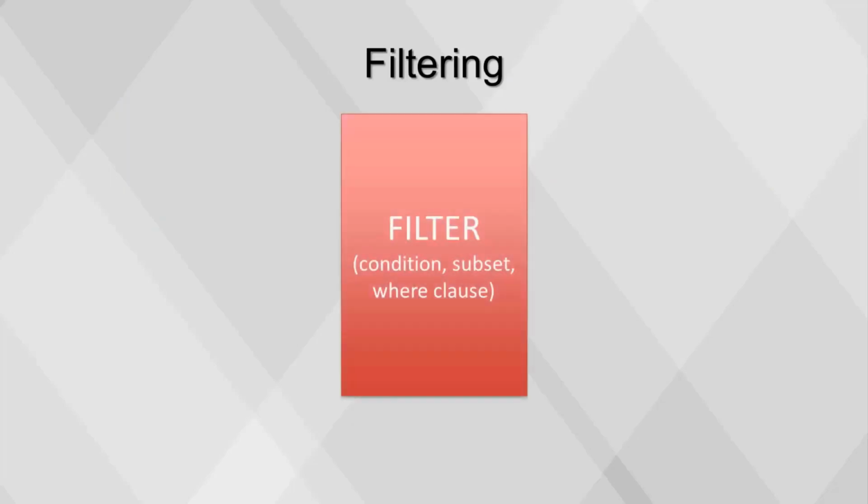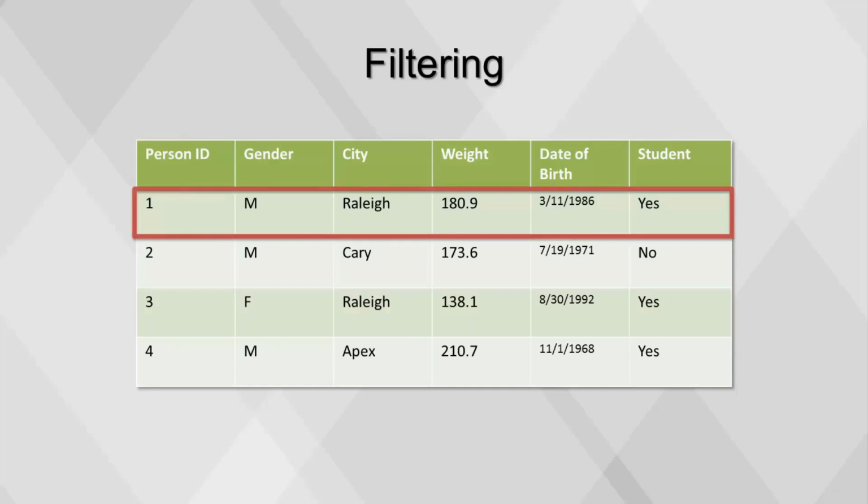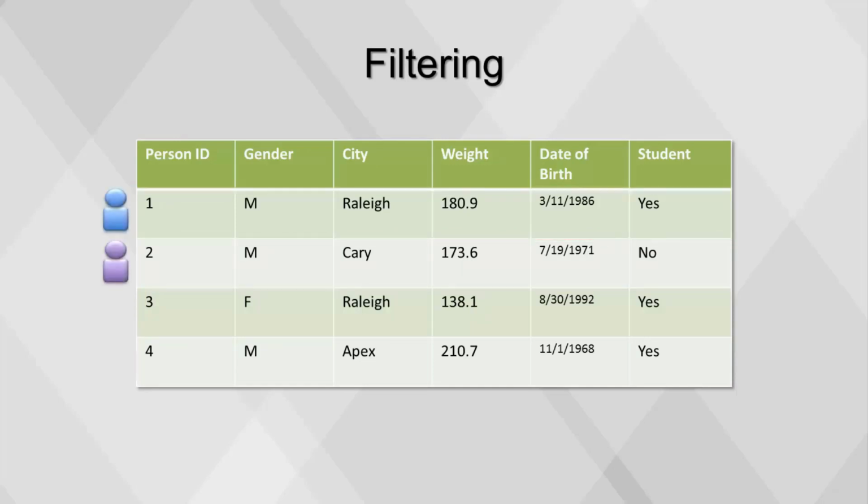While selecting limits a dataset's size by omitting certain columns, a filter limits a dataset's size by omitting certain rows. A filter is also known as a condition, subset, or in SQL, a where clause, and it's commonly used for investigative purposes. It's important to be aware of the information contained within the row of a data table. Also commonly referred to as a record or observation, a row defines the level of detail that is contained in the dataset. For this example, each row represents one person.